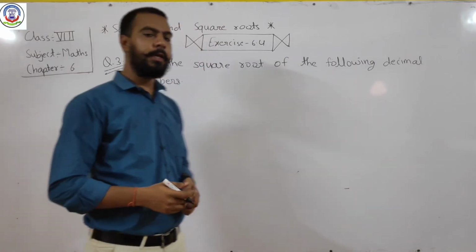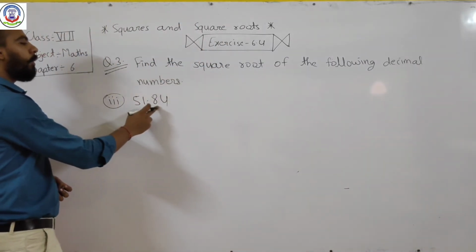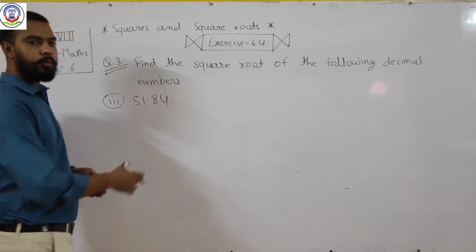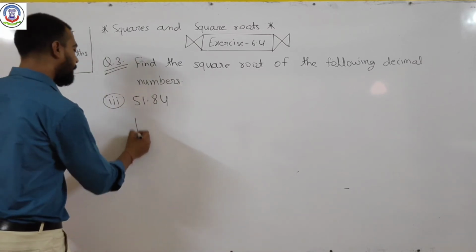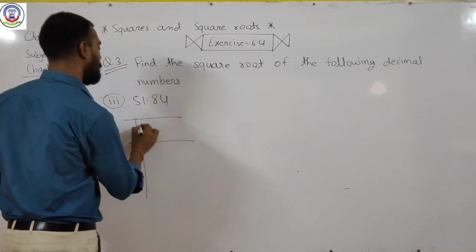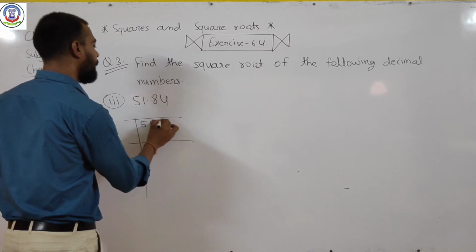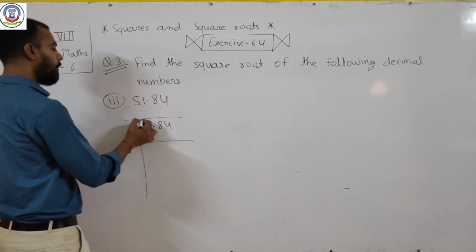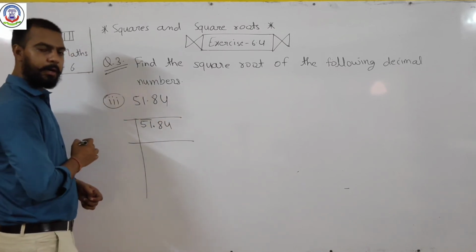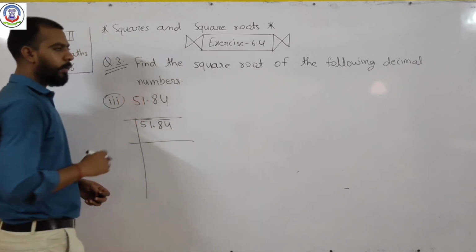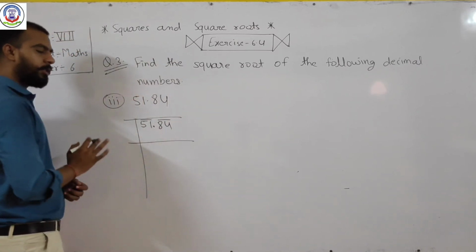Our next question is 51.84. So we have to find the square root of this number and we will write it in the box. 51.84, and on the left side of the decimal we have to place a bar on 2 digits. On the right side of the decimal we have to place a bar on 2 digits also.